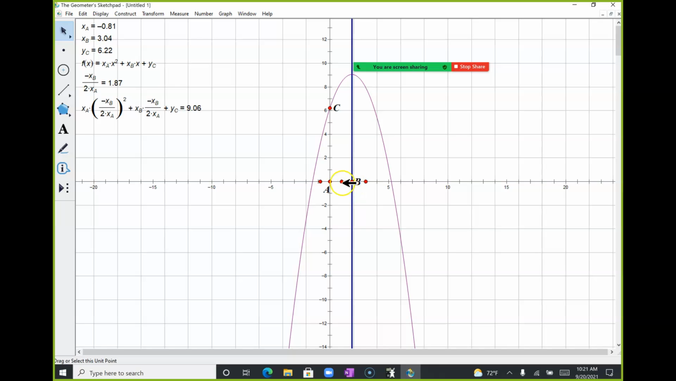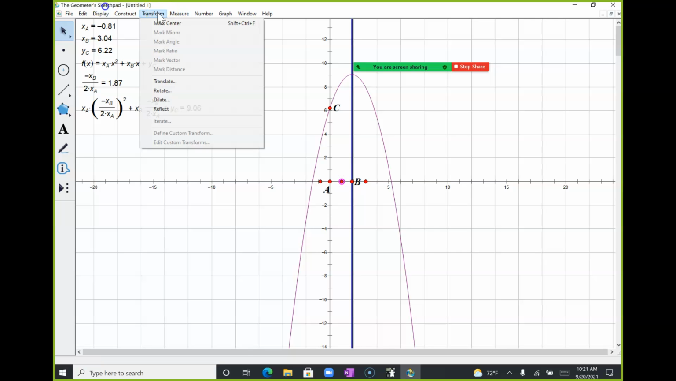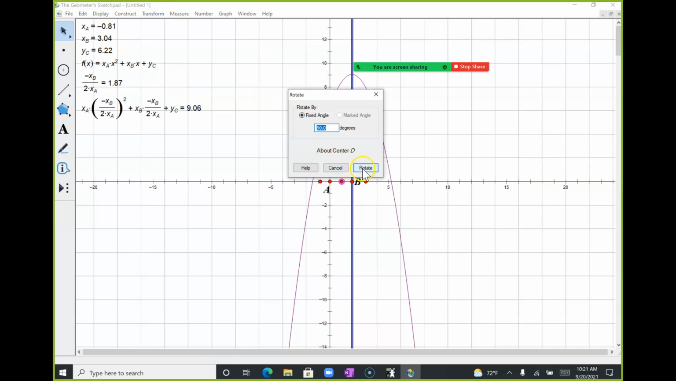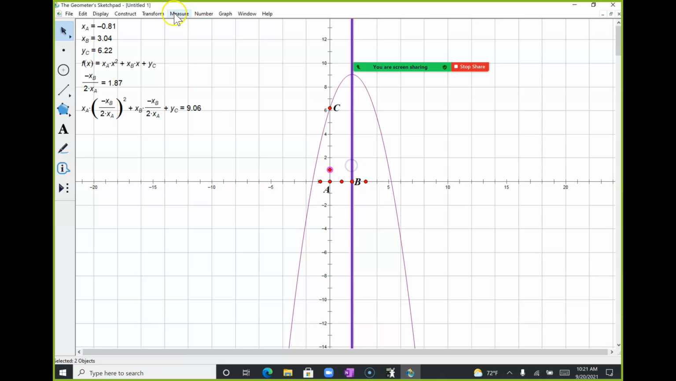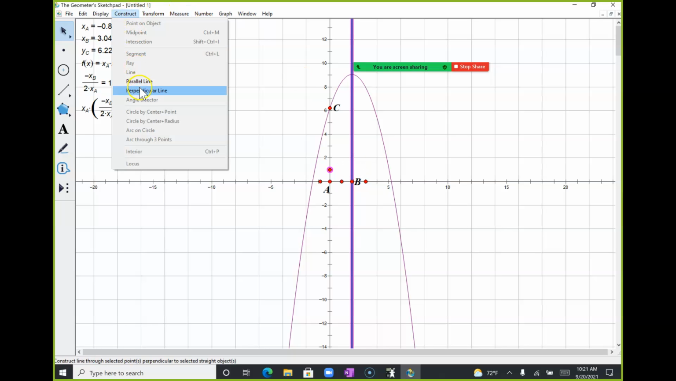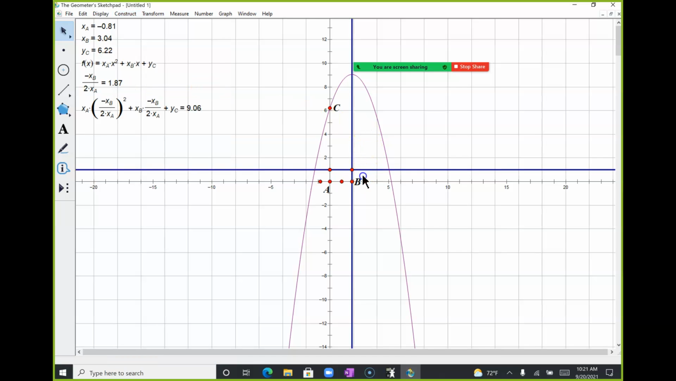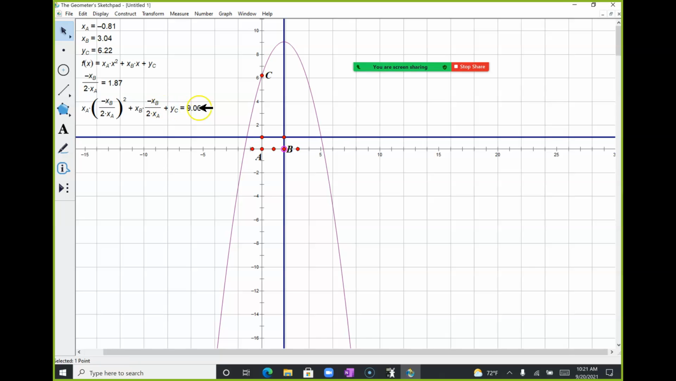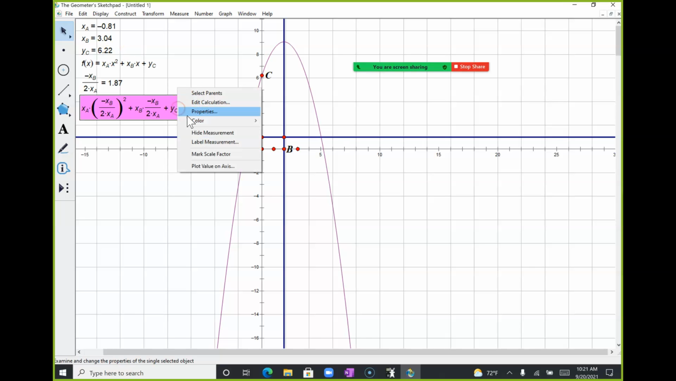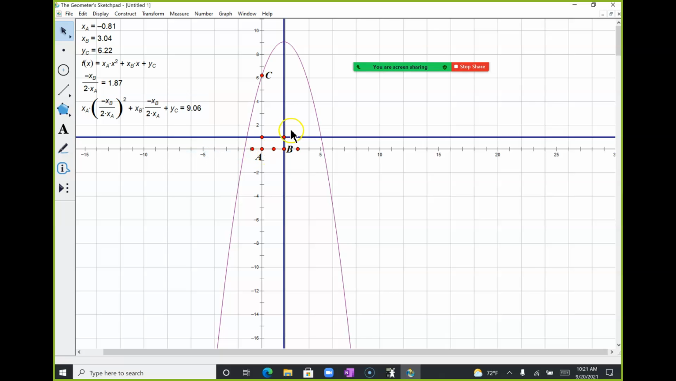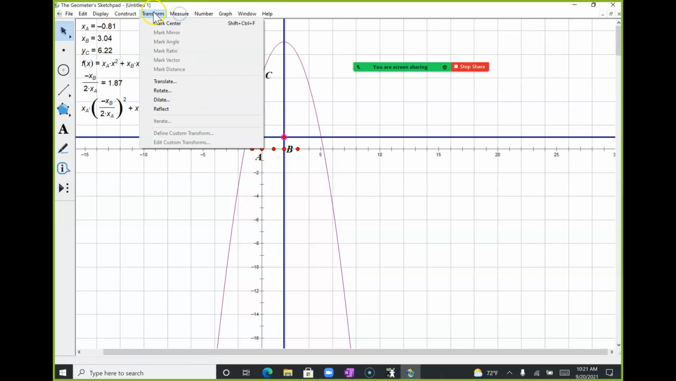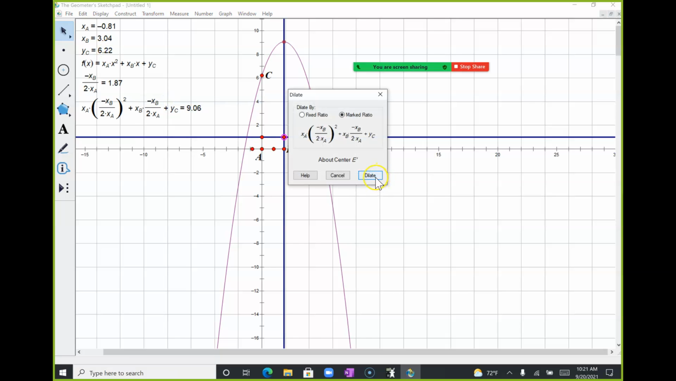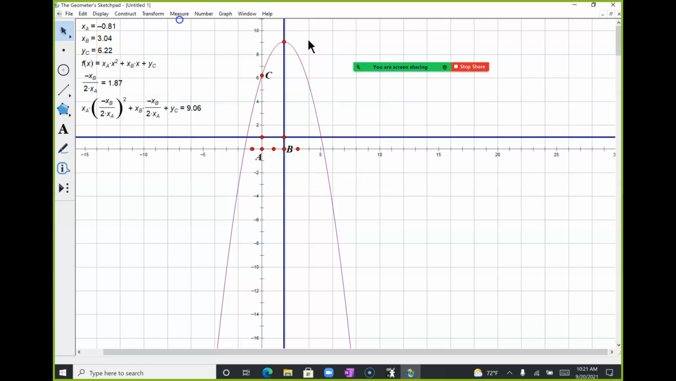And I want to rotate this, transform, rotate 90 degrees, good, construct a perpendicular, put the point there, mark my scale factor, and now translate this, dilate by my scale factor. And there's my vertex now. I'm going to trace it. Display, trace. Okay, now I'm going to move B.